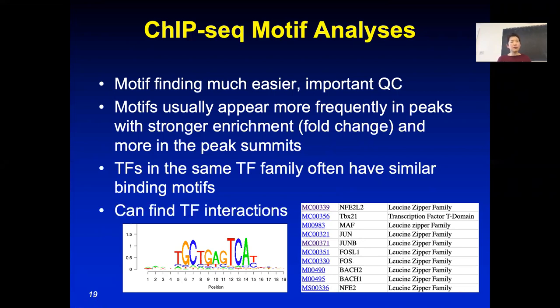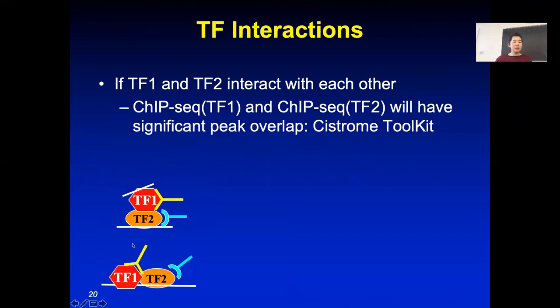But in addition to finding the main motif you're interested in, you can use motif analysis to find collaboration or interactions among different transcription factors. This is because in the ChIP-seq experiment, remember the first thing you do is cross-link. You use formaldehyde to make sure the transcription factor and the DNA have a very, very stable interaction. In this step, you not only cross-link the protein to the DNA, but if there are proteins that interact with each other, you will also cross-link the protein-protein interaction to make it much more stable.